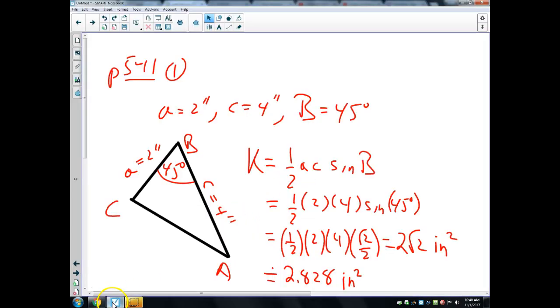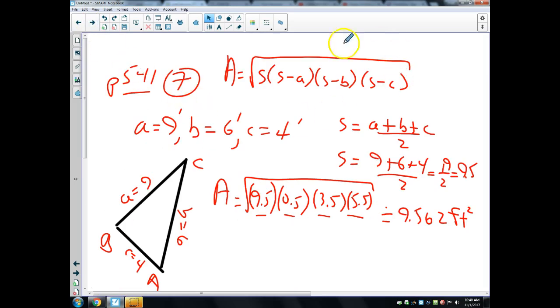Now, number 7 was Heron's formula. That's what this is. And, oh, we didn't do the exact value. Wait, we should do the exact value. I want a decimal and the exact value whenever possible in simplest radical and fractional form.